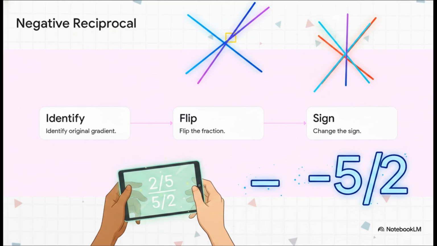So if a line has a gradient of 2 over 5, you flip it to 5 over 2, and then you just make it negative. So your brand new perpendicular gradient is simply -5 over 2.